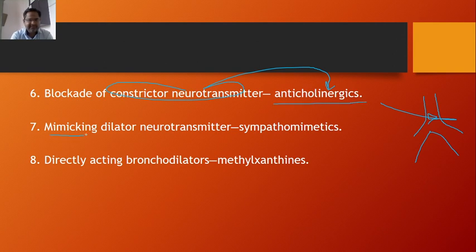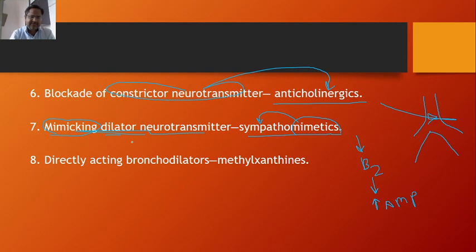Then mimicking means we use the similar action, or the dilator action, of the neurotransmitter. So a very important class is the sympathomimetic drugs. You know that these are mimetic, meaning these drugs mimic the action similar to the stimulation of the sympathetic nervous system. So sympathomimetic drugs act on the beta 2 receptor which is present in the smooth muscle, which increases the cyclic AMP level, and due to that it causes bronchial smooth muscle relaxation, and this is a very important mechanism of action in bronchial asthma.